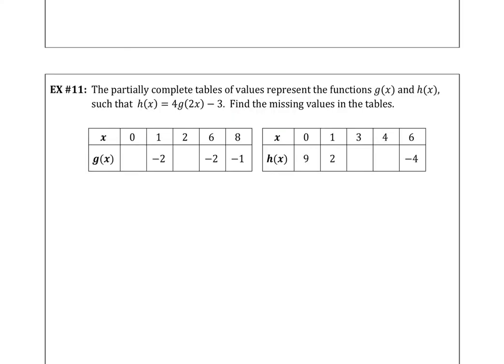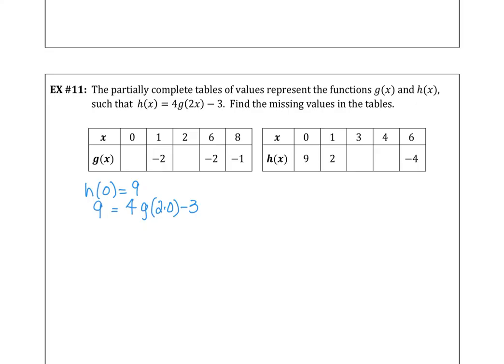For example 11, we have a partially completed table for g of x and h of x, and we've got a function rule here for h of x, so we can get started to find the missing values in the table. I believe the first thing I want to do is use the fact that we know the h of 0 is 9, and we can use that as a starting point: h of 0 is 9 when we do 4 times the g of 2 times 0 minus 3.